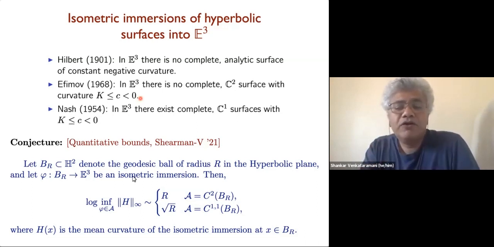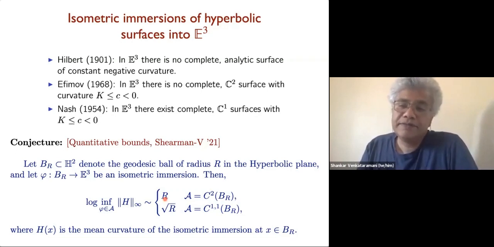So the log of the max mean curvature on your domain, optimized over all isometric immersions of a certain class: if the class is C2, it grows with the radius. And if the class is C^{1,1}, it only grows as the square root of the radius. So there's this gap between C^{1,1} and C2 isometric immersions. At least that's what this conjecture is saying.